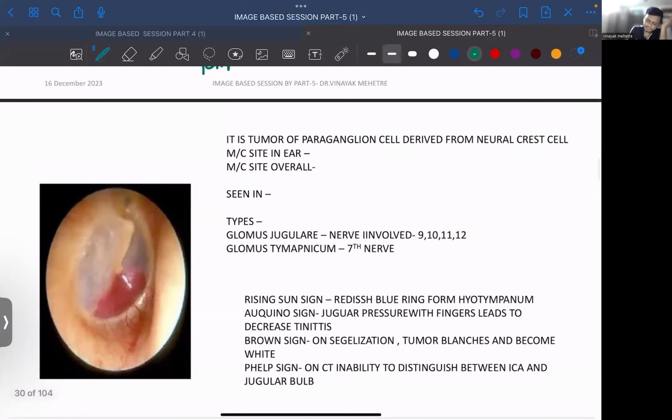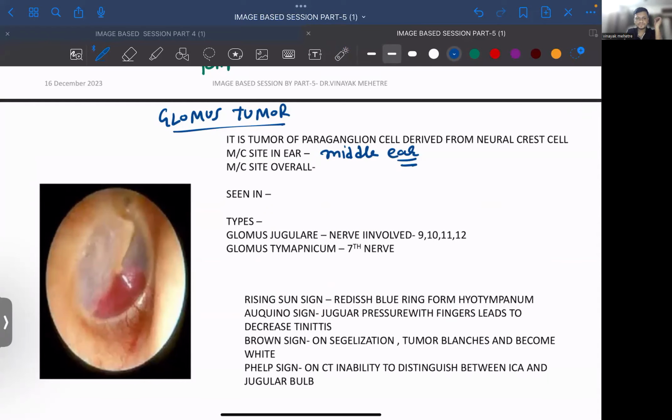It is seen in glomus tumor, right? Glomus tumor. Most common site in ear कौन सी है? That is middle ear. But most common site of glomus tumor overall, anyone? Answer is nail bed. Okay, nail bed होता है हमारे यहाँ पर, right? Over here, that is the most common site of glomus tumor. Okay.